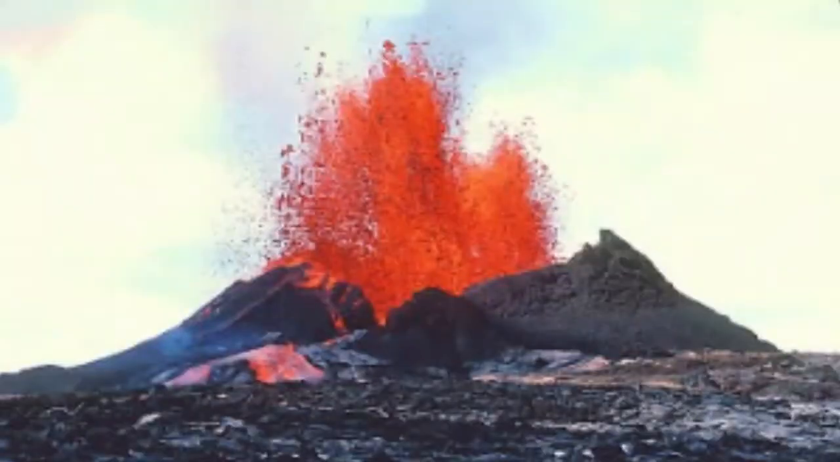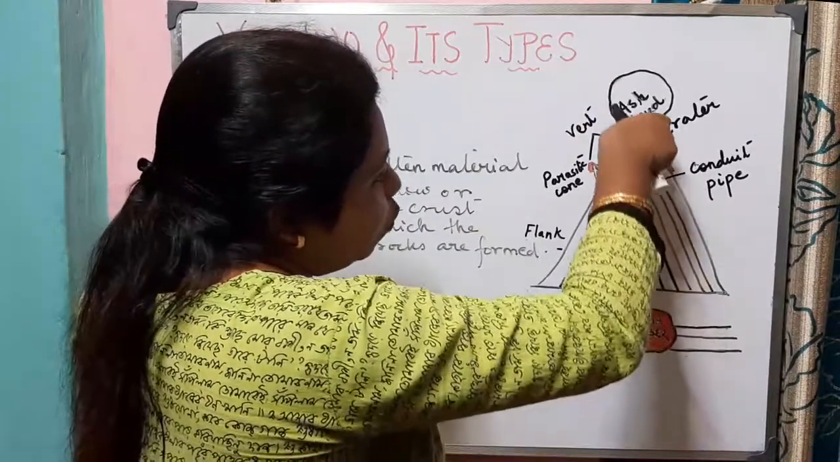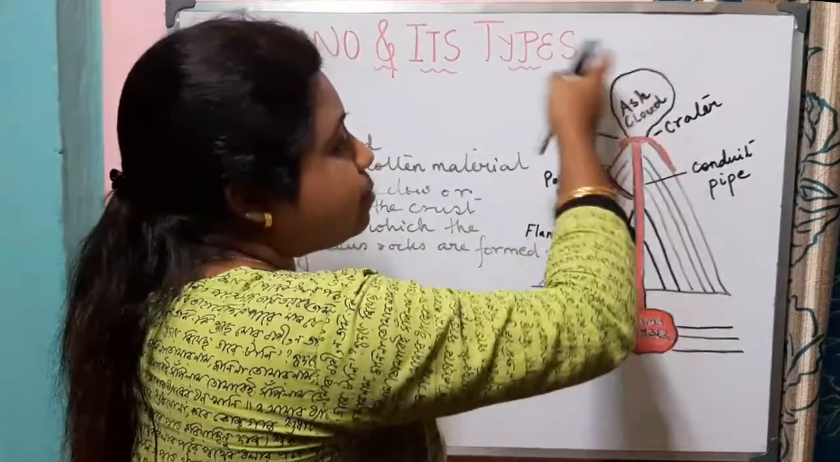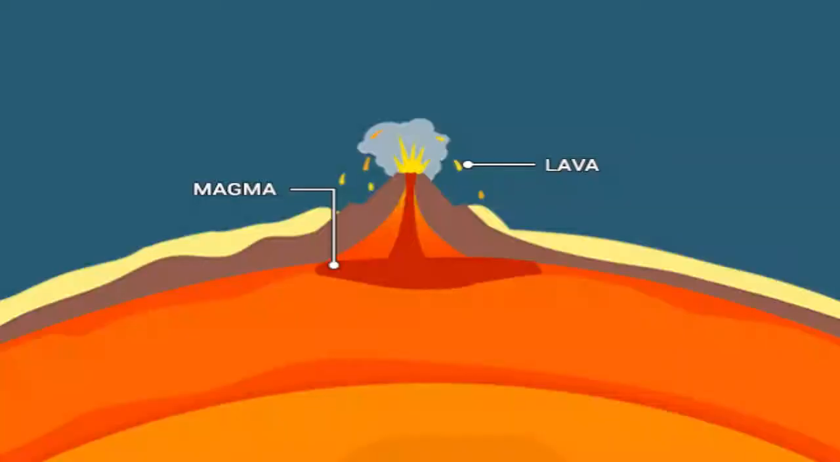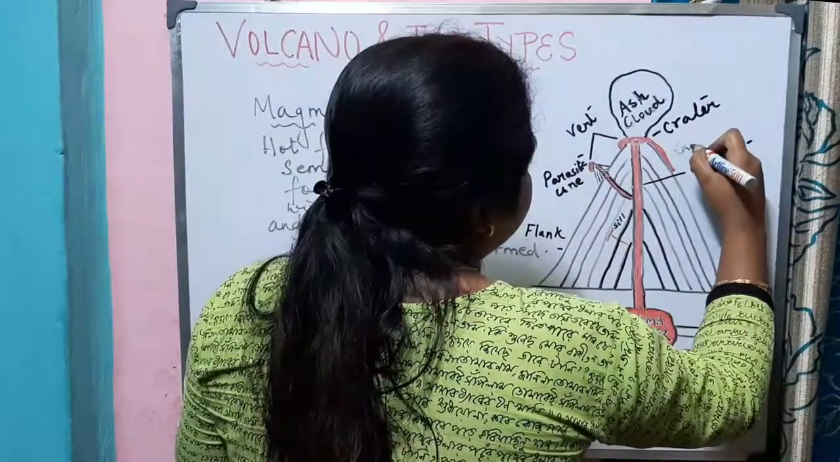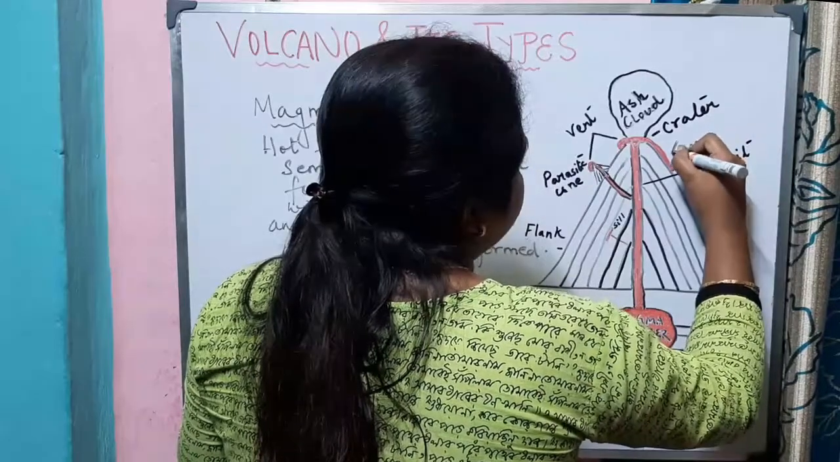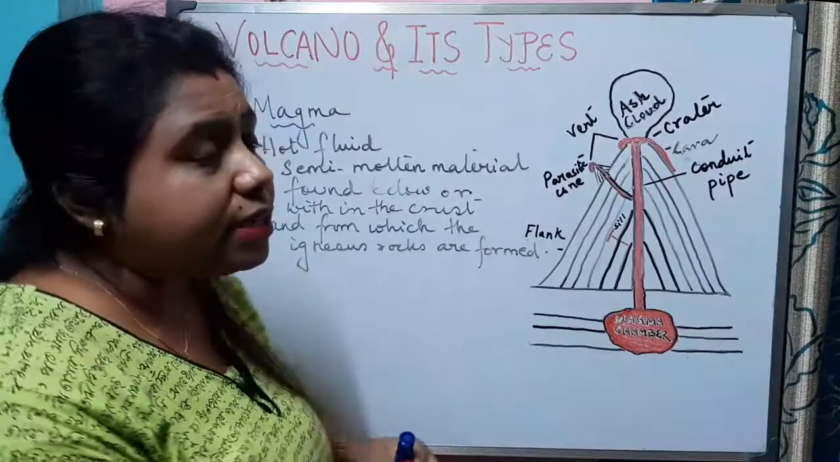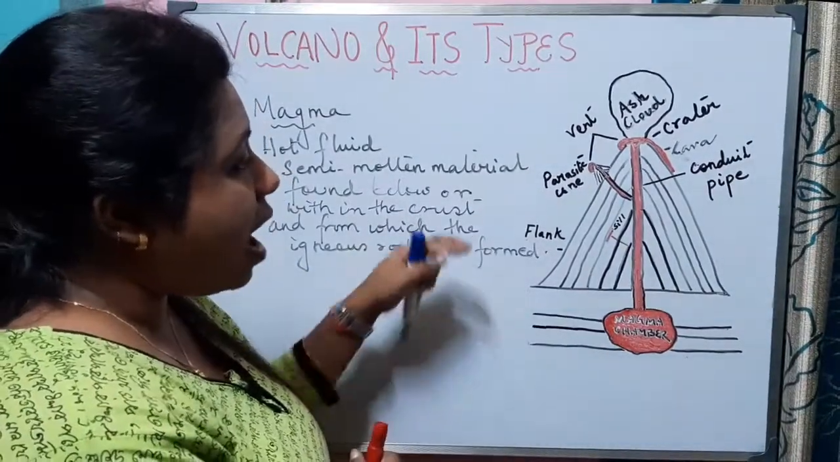Now, when the volcanic eruption occurs, the magma comes out. When this hot fluid or semi-molten material is within the crust, that is referred to as the magma. And when it comes out, that means when the eruption occurs and it comes out to the surface of the Earth's crust, then we call it lava. I hope all of you can understand the difference between a magma and the lava.